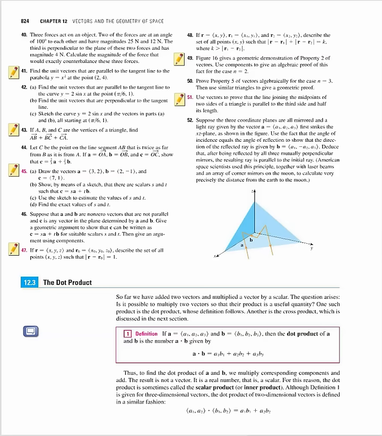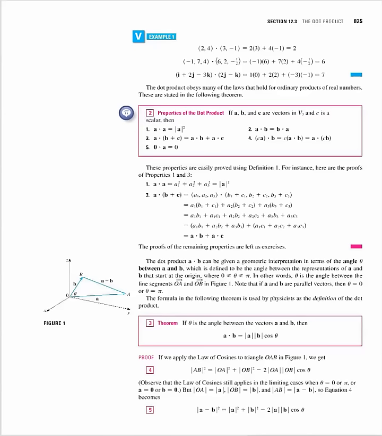We define here at the bottom of page 824 A dot B. It's a pretty easy formula. Multiply the components and then add all the results. It is not really clear from that definition what the dot product quote-unquote means, and we'll get to that.